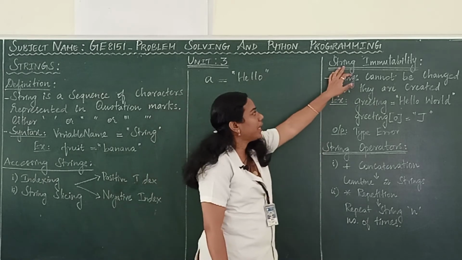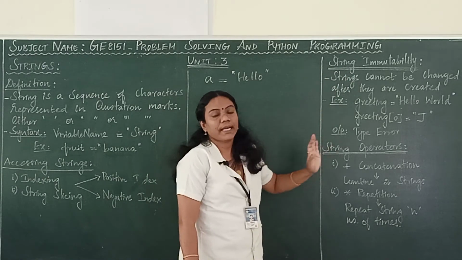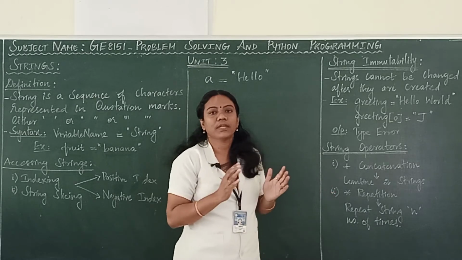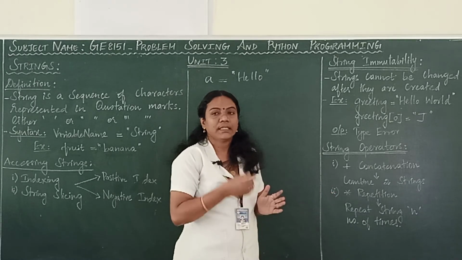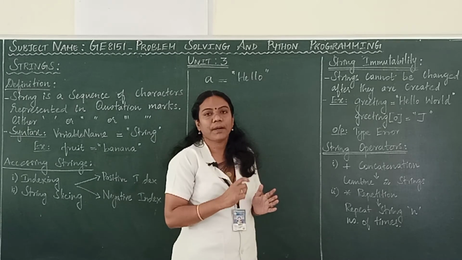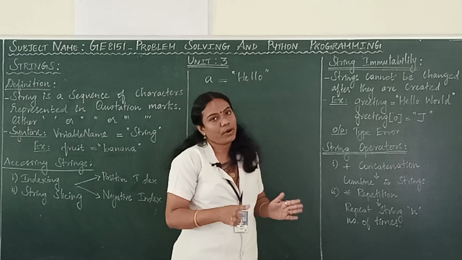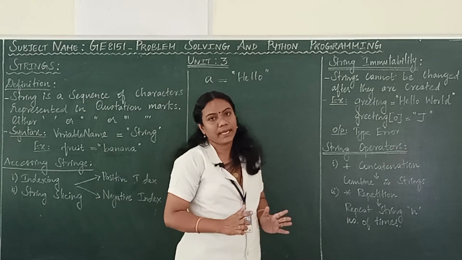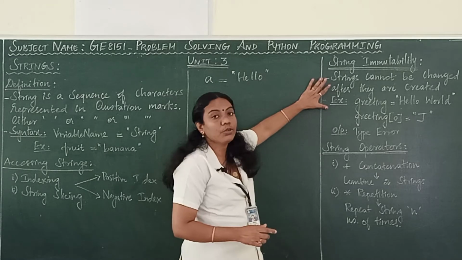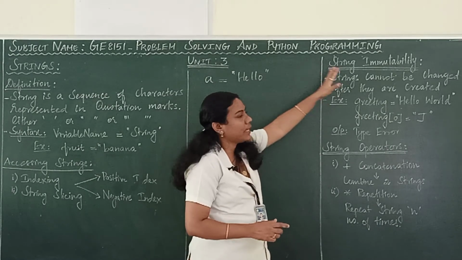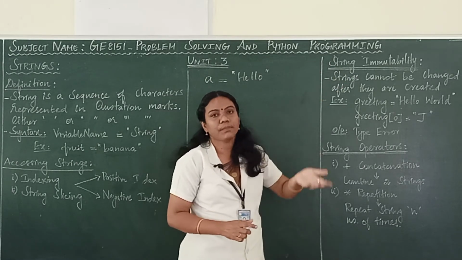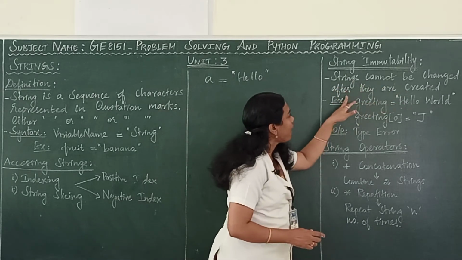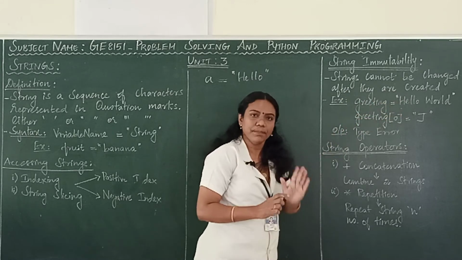So, a string is an immutable data type. The meaning is, once you assign a particular string to a variable, the characters present inside that string cannot be modified. That is why it is called an immutable data type. It is an important 2-mark question. They will ask, explain string immutability, or what is meant by string immutability. Strings cannot be changed after they are created. That is called immutability.